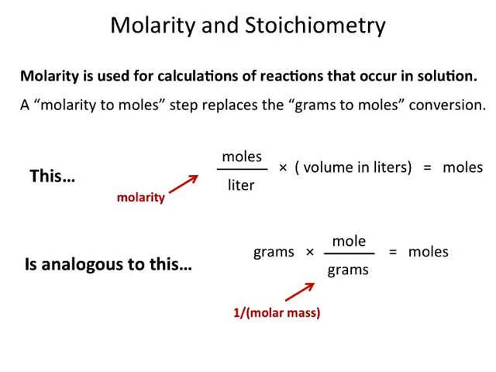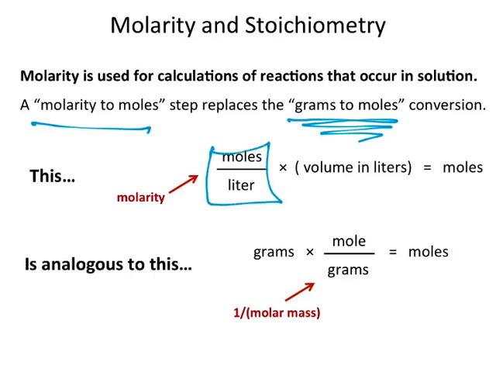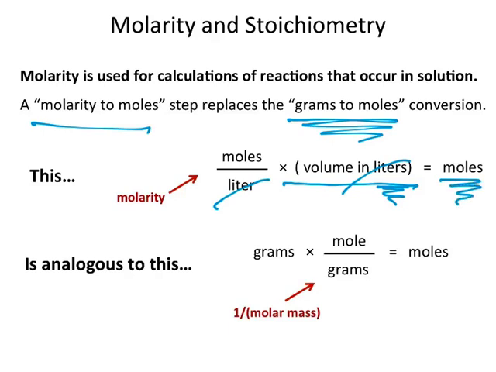So again, when we talked stoichiometry in the first place, one of our initial steps in most problems was converting grams to moles, but now we're replacing that by converting molarity to moles. So what we're doing now is if you take molarity, moles over liters, and you multiply it by the volume in liters, then your liters will cancel, and then you're left with just moles of solute.